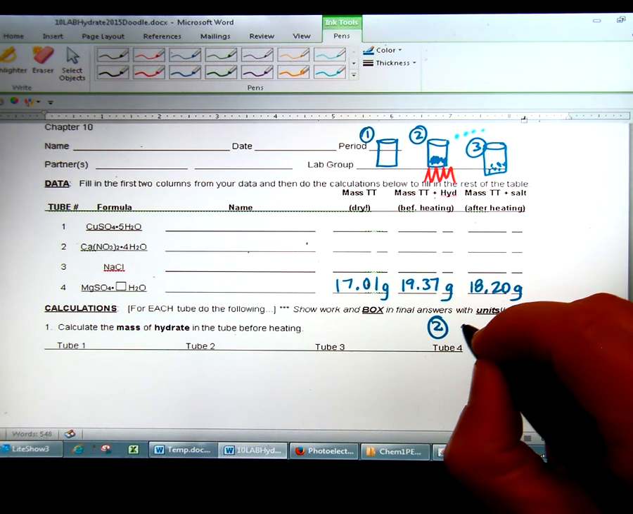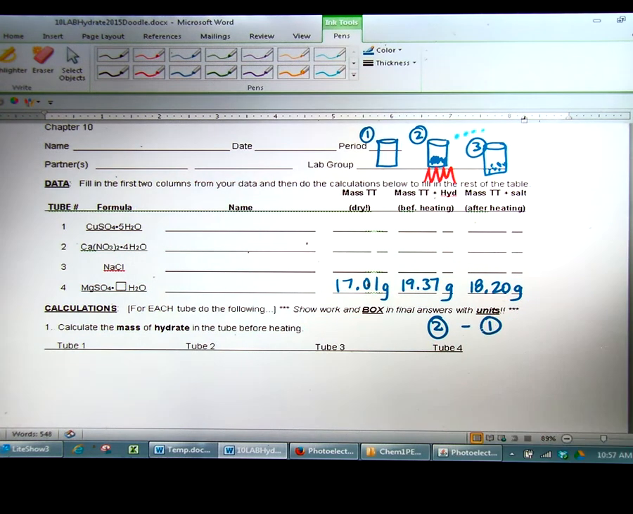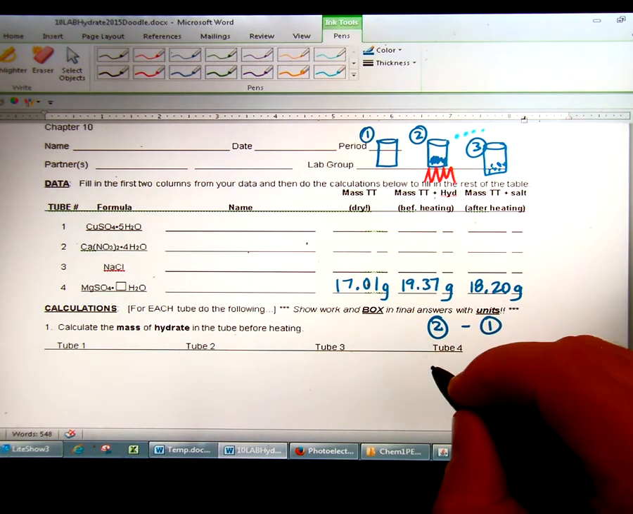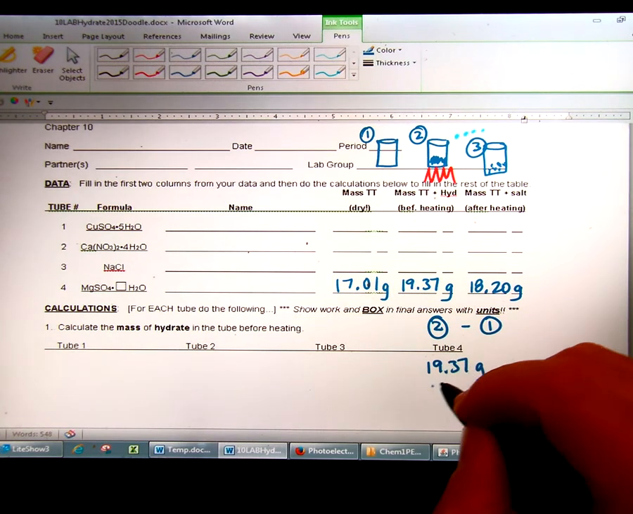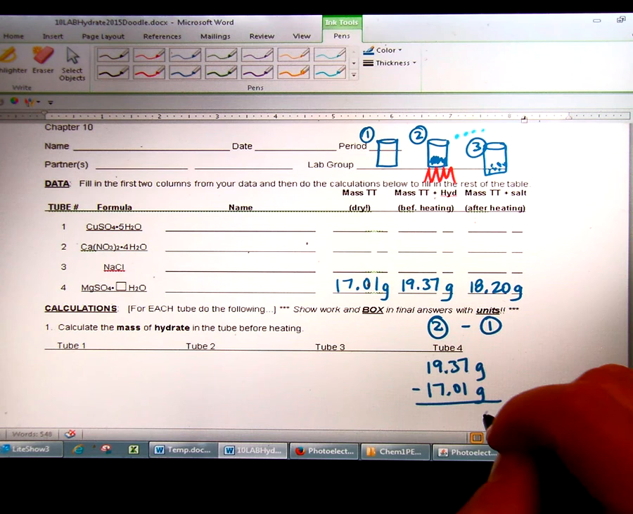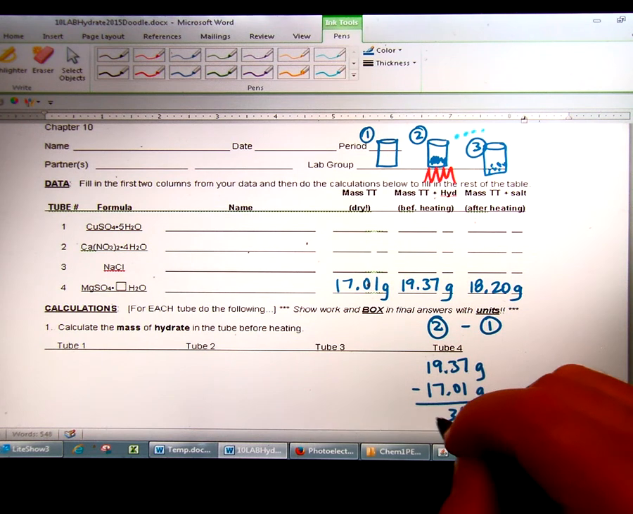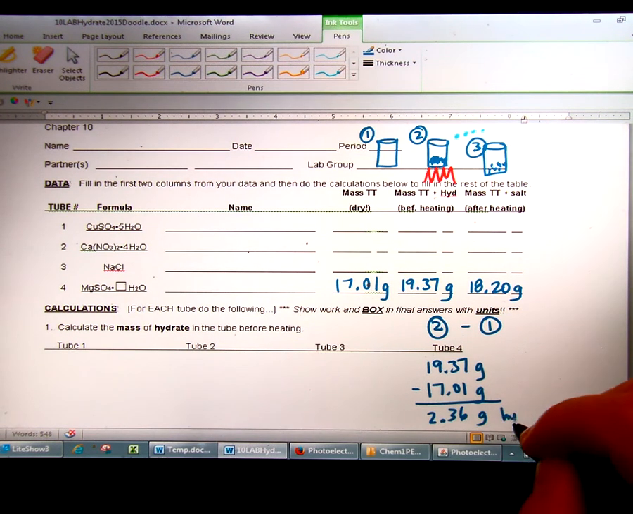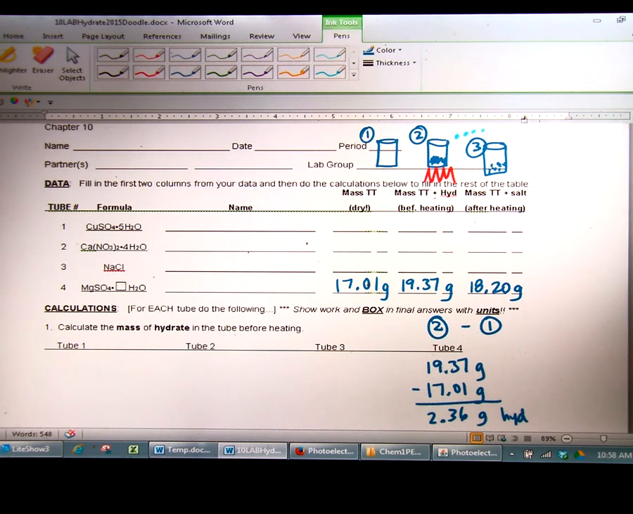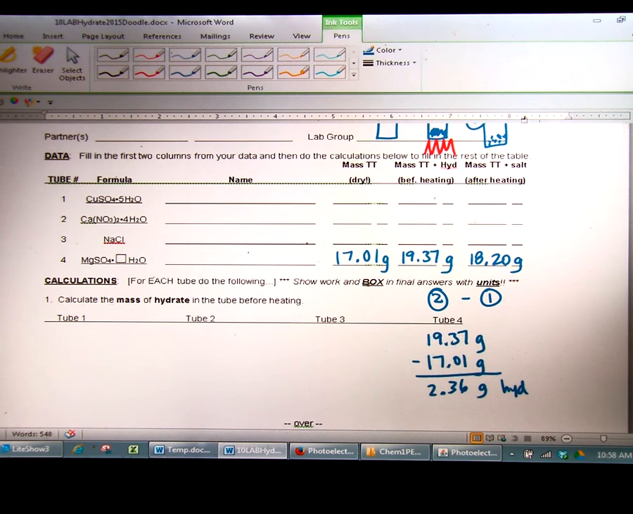So measurement number 2 minus measurement number 1, in this case, for me, is going to be 19.37 grams minus 17.01 grams. And that's going to be 2.36 grams of hydrate in the 4th test tube in my case.